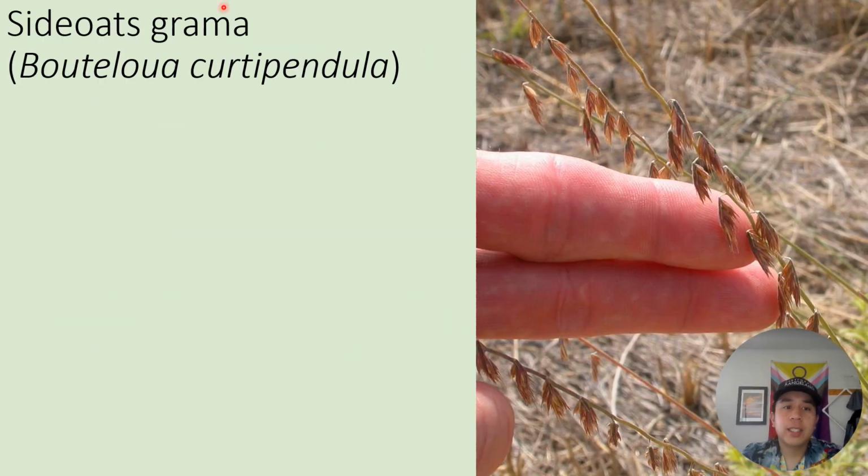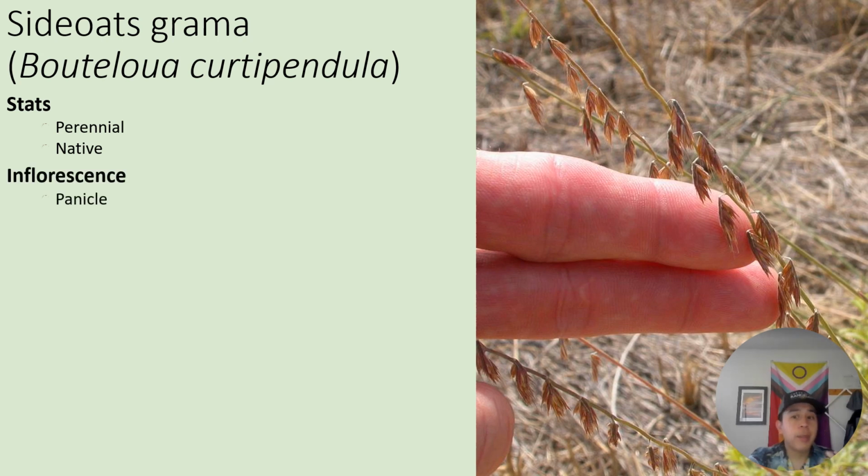So first off, we have side oats grama, or Bouteloua curtipendula, and that's because it's pendulant, as we'll soon see. In terms of its stats, it's a perennial native species. And in terms of its inflorescence, it's panicled because it has these little pedicels that come off that main spicate or spike-like branch. And typically these spicate branches are unilateral, so the pedicels are all positioned on one side of the branch.